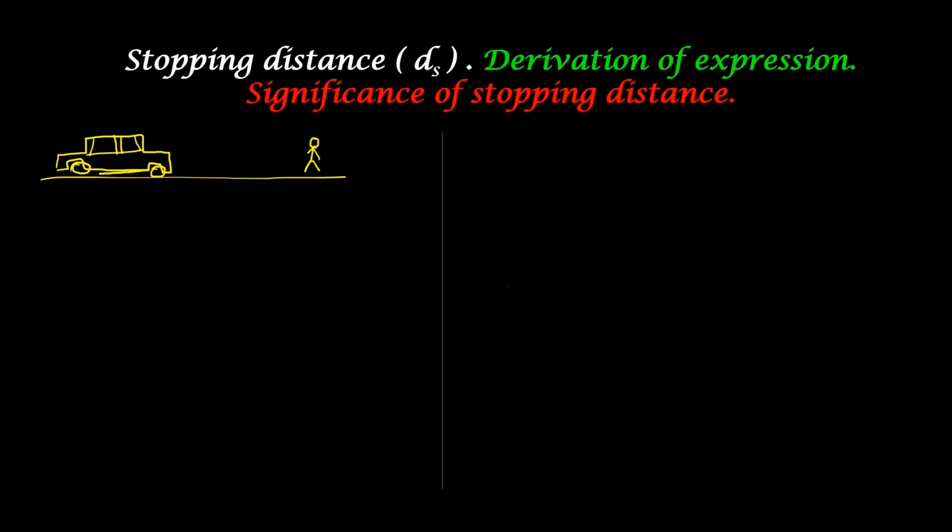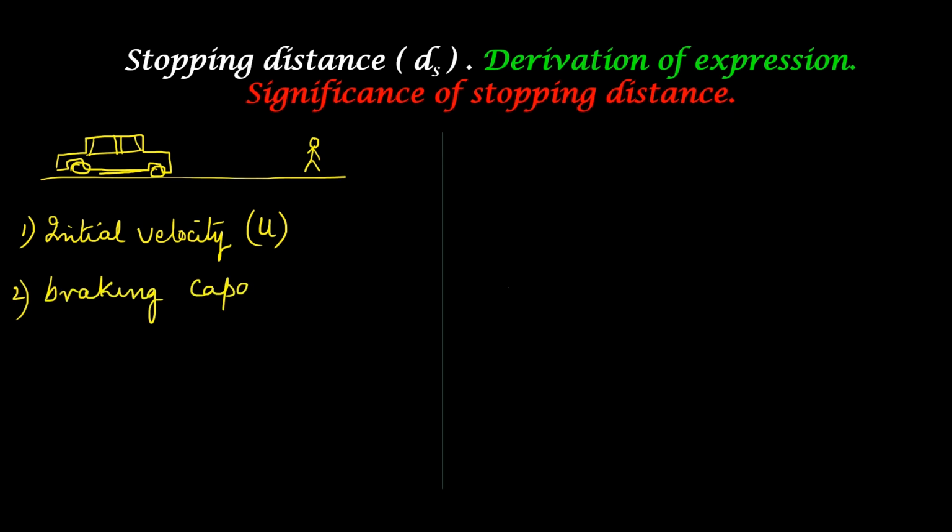Before the car stops, it gets decelerated. Its acceleration gets reduced. Then only it stops. So it takes some time. So it moves some distance. Stopping distance depends on two factors. First one is initial velocity, that is the velocity with which the vehicle is moving. Second one is braking capacity, that is deceleration, equal to negative a.